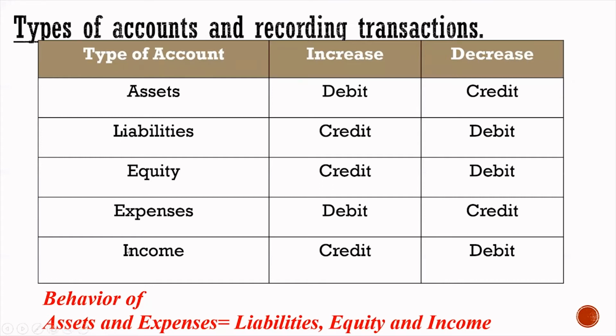So what I said before is summarized here. The behavior of assets and expenses: if they are increasing, I said that is debit. At that time, liabilities, equity, and income will be credit. If assets and expenses reduce, it will be a credit. Then liabilities, equity, and income will be debit. In such a way, there will definitely be a balance in them.